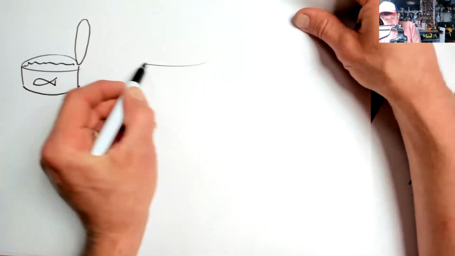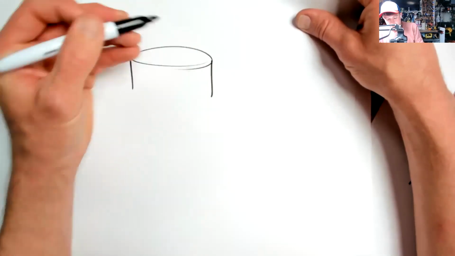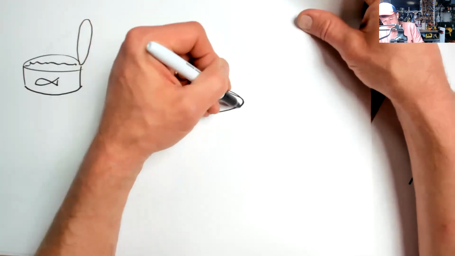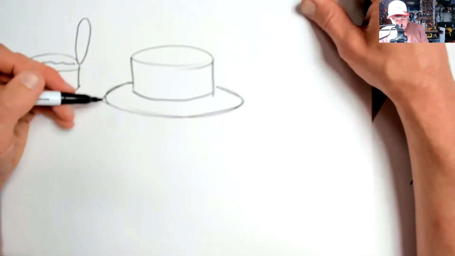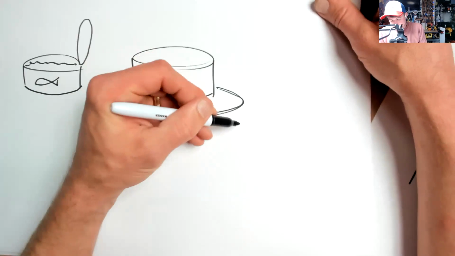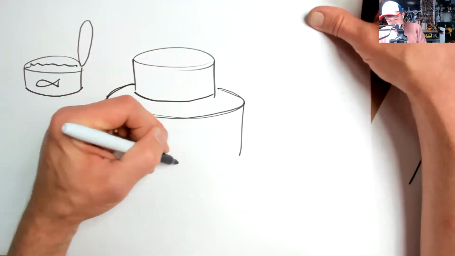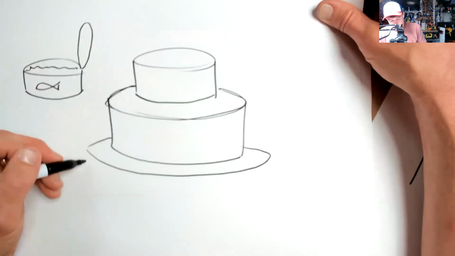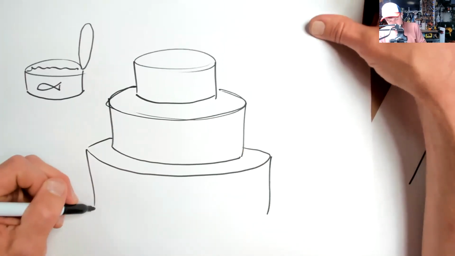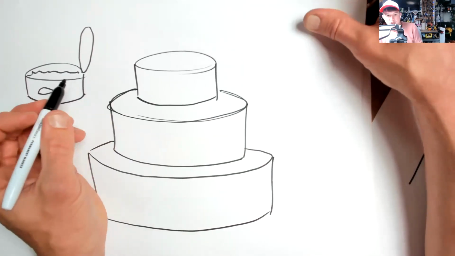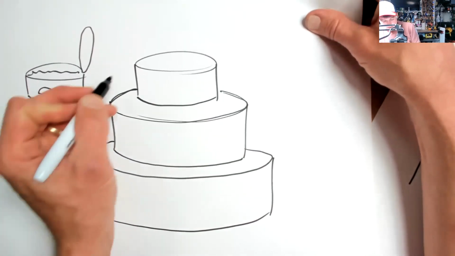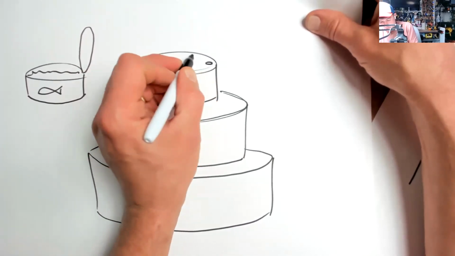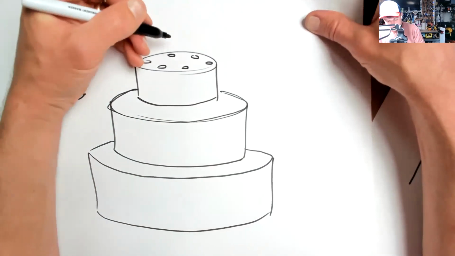Maybe I could take a cylinder and put it on top of another cylinder. Start to look like a hat or a three-tiered cake. I'm gonna plot out some candles on my cake here. Let's plot them out. 1, 2, 3, 4, 5, 6 candles.